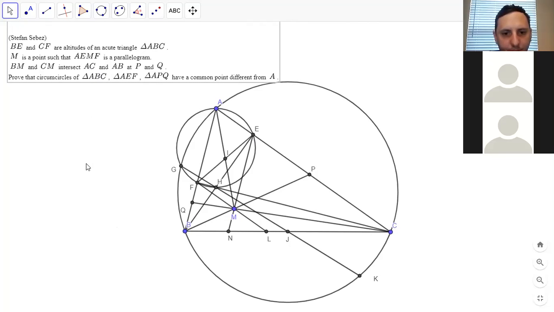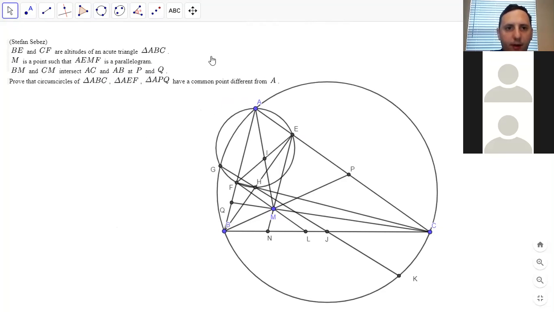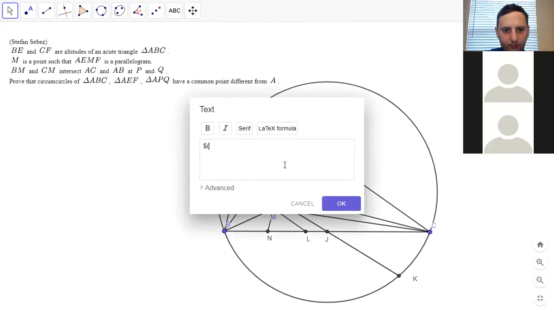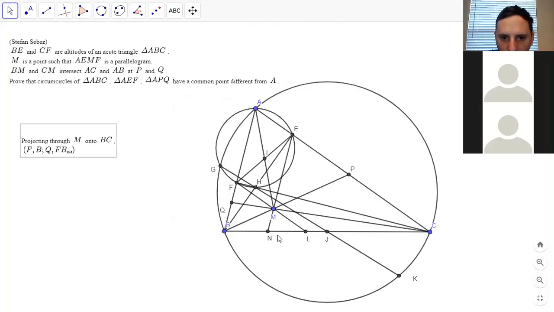Okay. So I guess I'll just write the proof in reverse, and I'll make the power ratio lemma the last step. So we have F, B, Q, and then the point at infinity. So basically projecting through M onto BC. All right. Let's make this another line. And so that would be L, B, C, N.